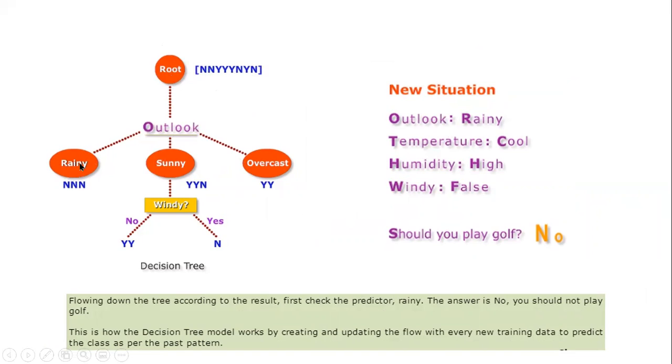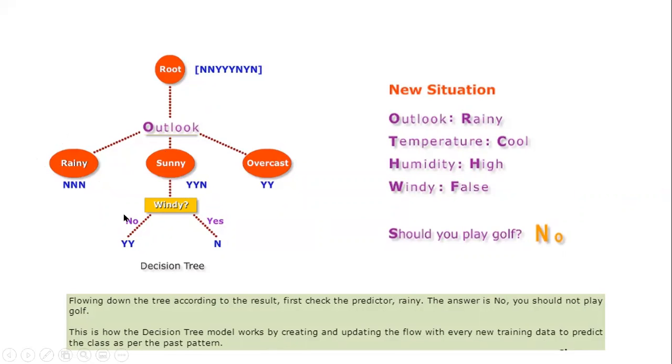When I am doing rainy, every time I'm getting a no answer. When I'm doing sunny, I get 2 times yes, 1 time no. So see, this particular class is pure because all of them are of the same type. For sunny, the class is not pure because it is giving me yes, yes, and no, both. It's a mixed class. And overcast is also a pure class, right? Because both of them are yes. Then because there is a yes and no, I have to further ask questions.